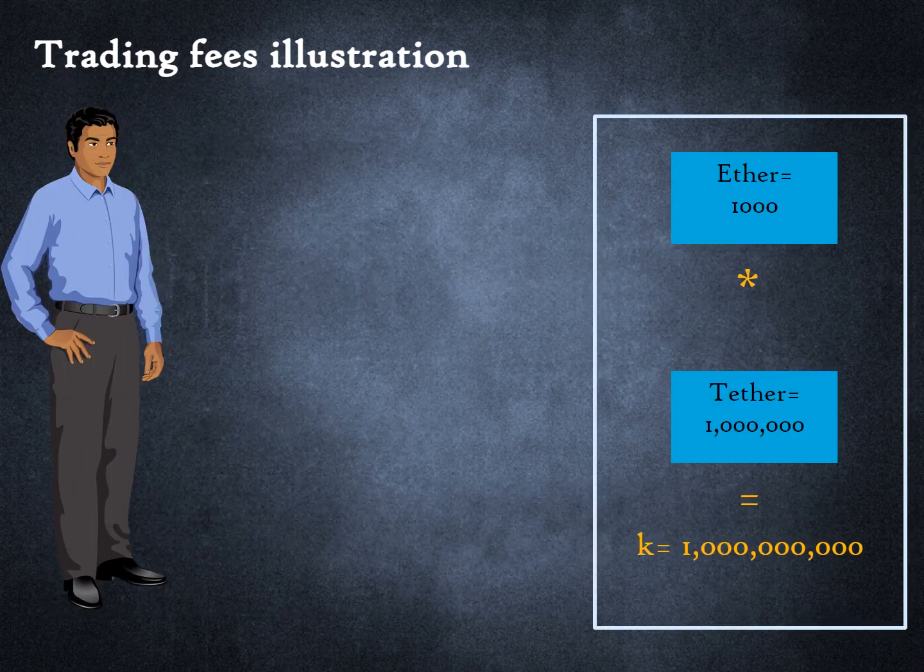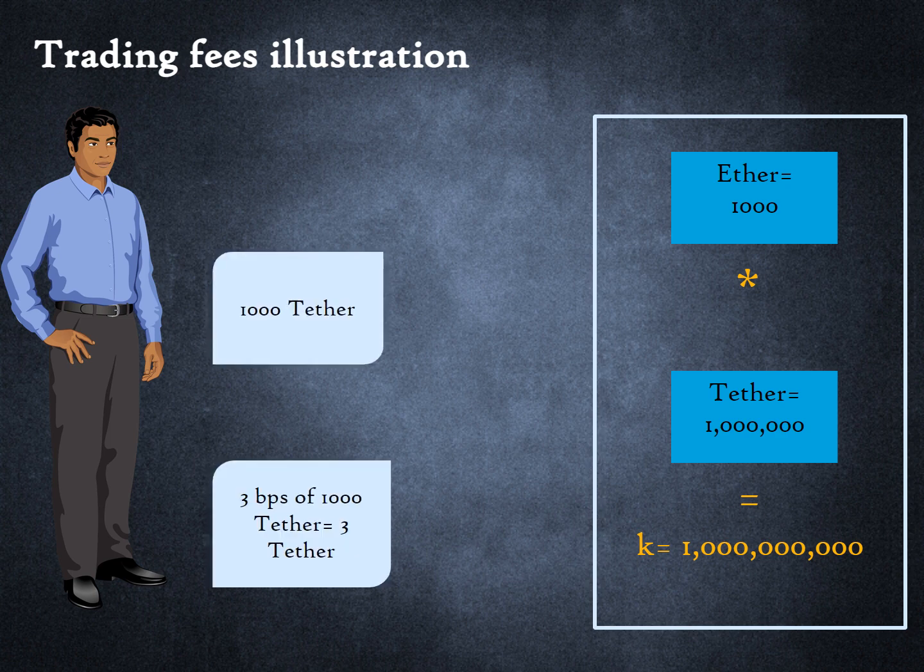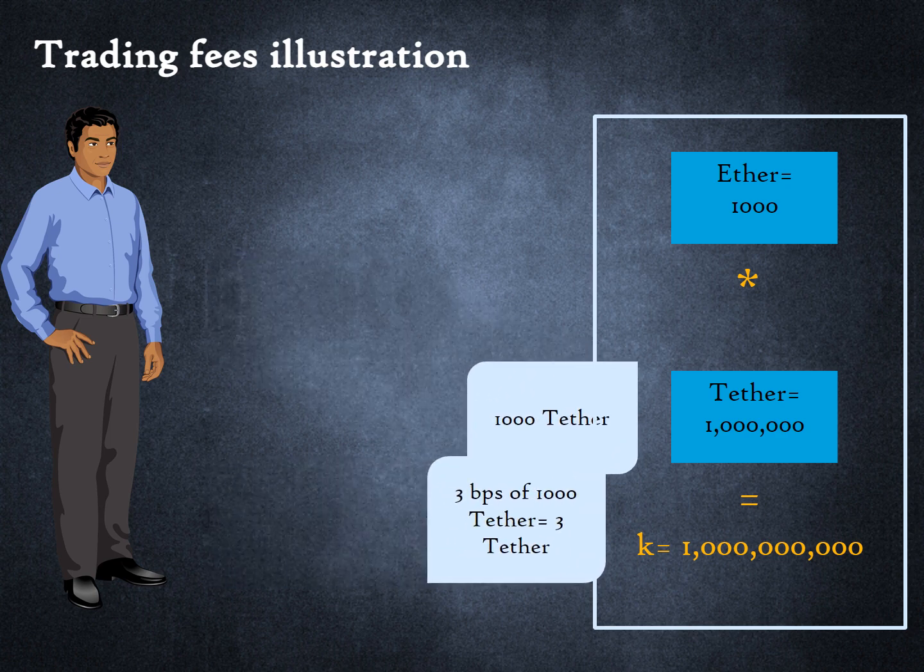The trader needs to pay 30 basis points of his input as trading fees. If the trader wishes to sell 1,000 Tether tokens to the pool, he needs to pay 3 additional Tether tokens to the pool. In an earlier version of Uniswap, namely, version 2, these 3 tokens get added to the reserves of the liquidity pool. Next, we will see how.